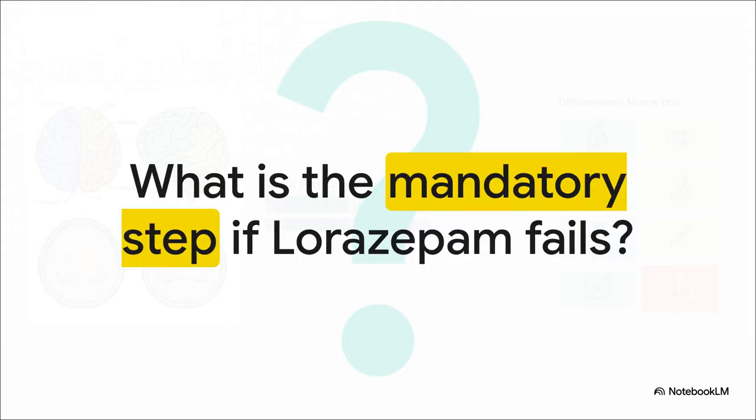Time for a critical management trap. A patient arrives actively seizing. You administer 4 milligrams of IV lorazepam. 5 minutes later, the patient is still exhibiting generalized tonic-clonic activity. So what do you do when that first-line abortive therapy totally fails?